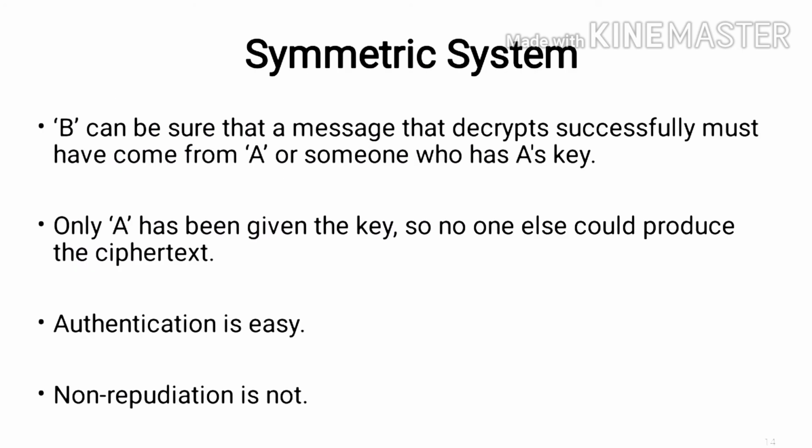It is time to turn towards authentication and non-repudiation of the symmetric key system and the public key system. In a symmetric key system, B can be sure that a message that decrypts successfully must have come from A or someone who has A's key. Only A has been given the key, so no one else could produce this ciphertext. Therefore, authentication is easy, but non-repudiation is not. Non-repudiation makes it very difficult to successfully deny who or where a message came from, as well as the authenticity and integrity of that message.